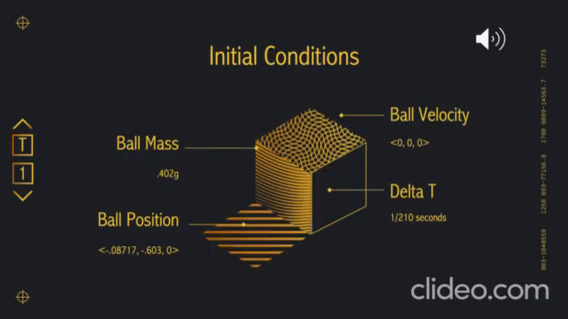The initial conditions were as follows. The ball's mass was 0.402 grams. The ball's position was negative 0.08717, negative 0.603, 0 meters. And the ball's velocity was 0 meters per second, and delta T was 1 over 210 seconds.